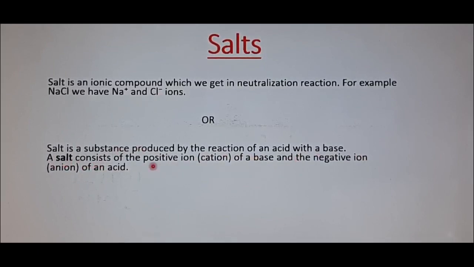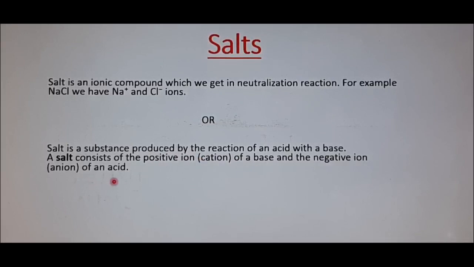So salt, this thing we have already learned, is a reaction between acid and base. That is the product which we get afterwards. And the salt consists of the positive ion, like this Na positive, of a base and the negative ion of an acid. So this is an additional thing you have to remember regarding salts. The positive ion it gets from a base, and the negative ion it will get from an acid.